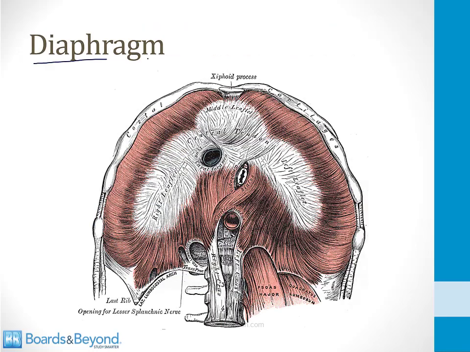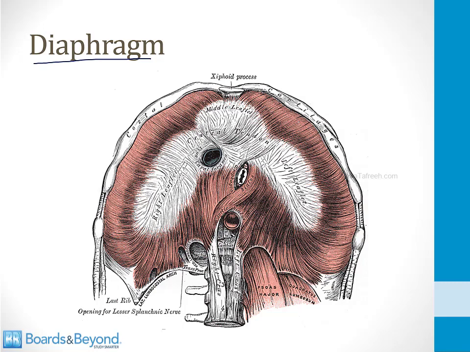Next, let's talk about the diaphragm. So the diaphragm is a muscular structure that separates the thorax from the abdominal cavities. So any structure that needs to pass from the chest into the abdomen needs to go through an opening in the diaphragm. And there are three important structures that need to pass from the chest into the abdomen, and each one goes through an opening in the diaphragm. The openings are called a hiatus.